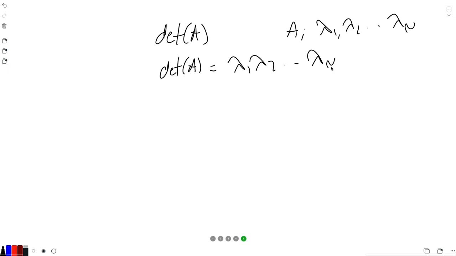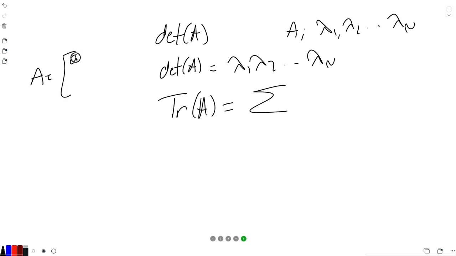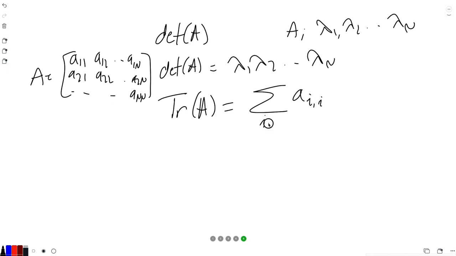And also we can define the trace of matrix A. It is called TR of A. The trace of matrix A is nothing but the summation of the diagonal elements. If we have matrix A like A11, A12 till A1n, and then A21, A22, A2n, and so on until ANN, then the trace of matrix A is the summation of AII from I equal to 1 up to n. So it is the summation of the diagonal elements of matrix A.